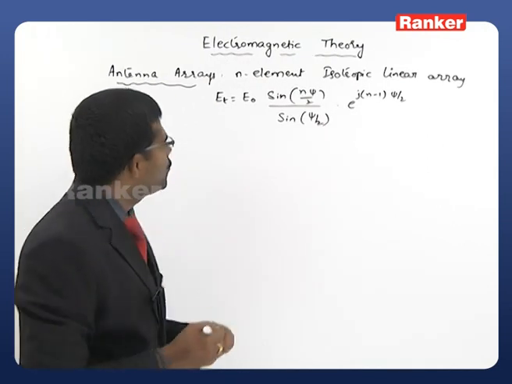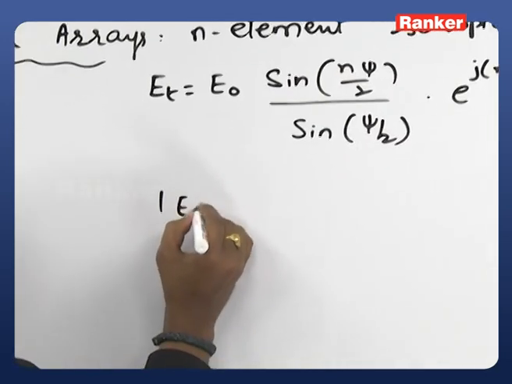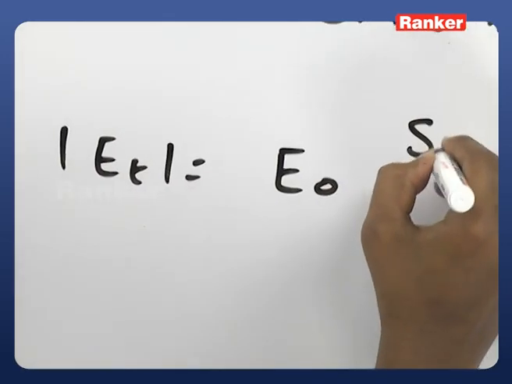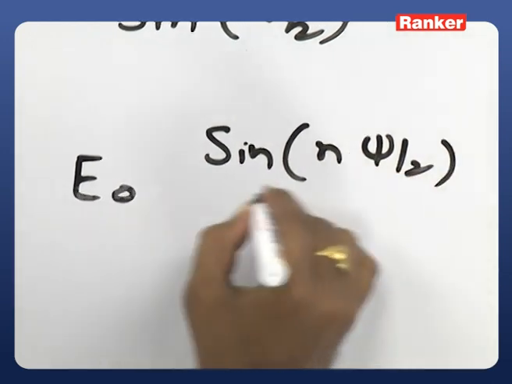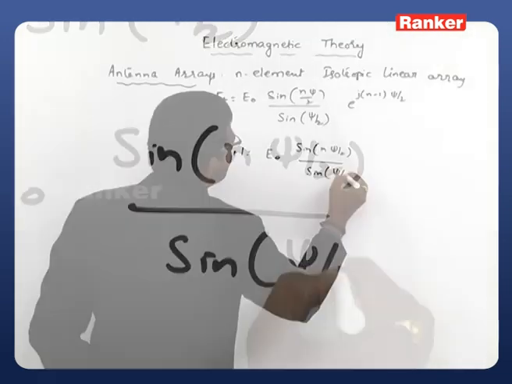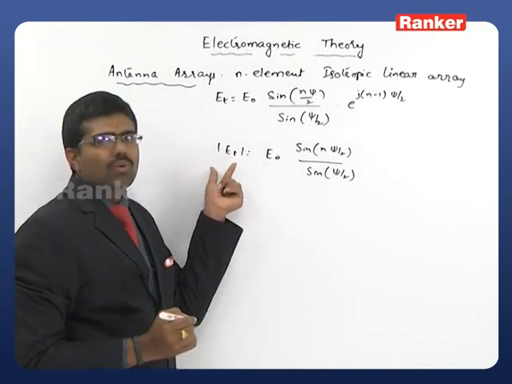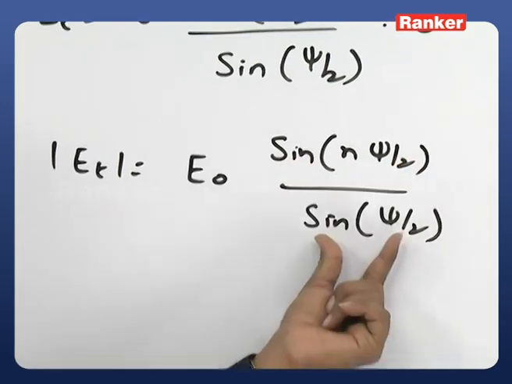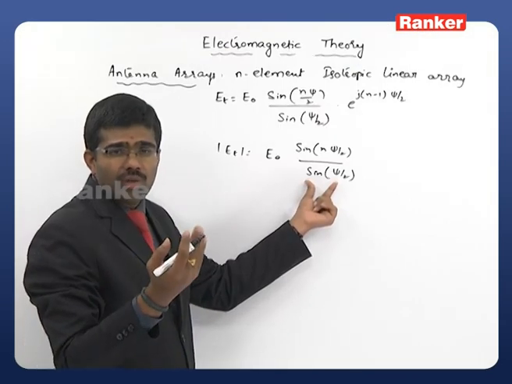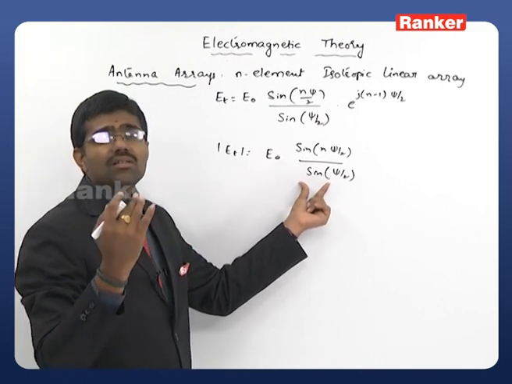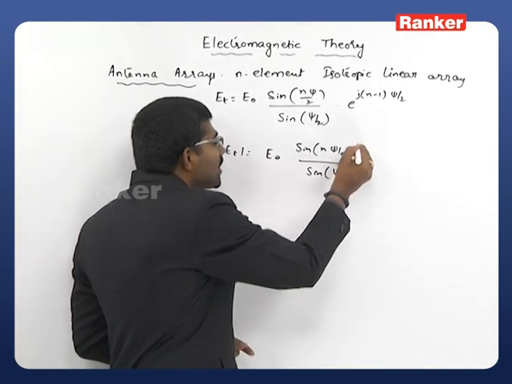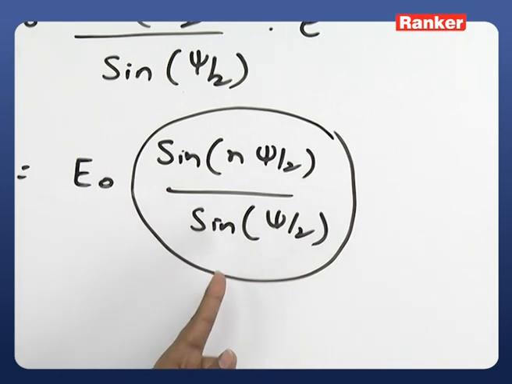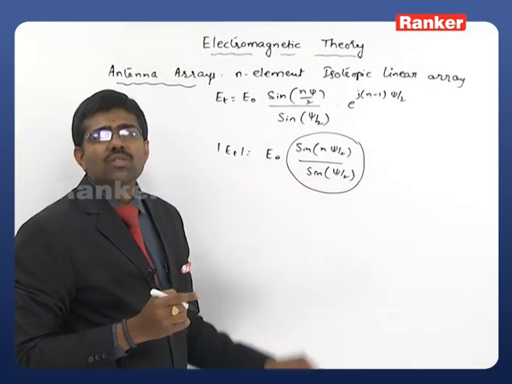So if you are considering the magnitude, what is the term we will get? The magnitude of Et is equal to this term, and the magnitude of the exponential term becomes 1. So simply it is E naught sin n psi by 2 divided by sin psi by 2. Now the radiation pattern purely depends upon which parameter? It purely depends upon this parameter, sin n psi by 2 divided by sin psi by 2. So by varying the number of elements, the distance between them, and the initial phase difference, you are varying this term only. The variation in this term describes the resultant radiation pattern of our array. That's why this particular factor is very important.